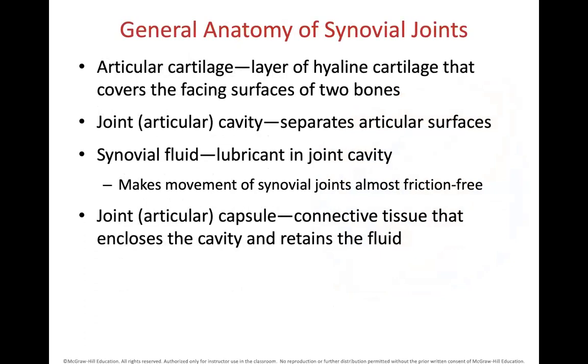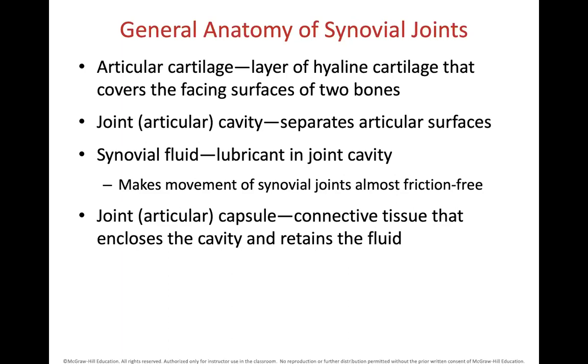General anatomy. So like I said, these are complex joints. It's not just fibers joining two bones. There's a lot more going on in synovial joints. We've already talked about articular cartilage. This is just the cartilage that's on the ends of the bones. So if you have two bones coming together, you have a thin layer of hyaline cartilage on either end of those bones. That's the articular cartilage. The cavity I've already mentioned, the joint or articular cavity, that just separates the bones. So it's just a little bit of space in between the bones filled by fluid, the synovial fluid.